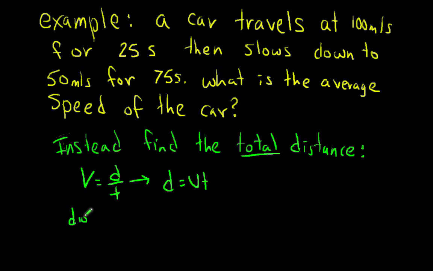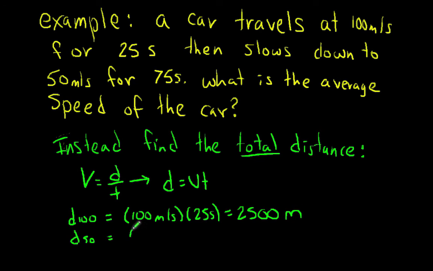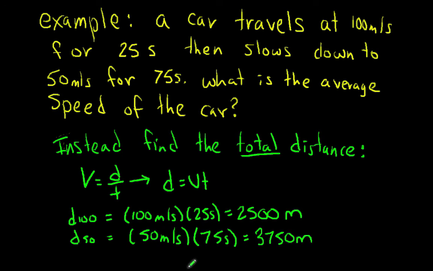We can rearrange v equals d over t to get d equals vt. The distance traveled at 100 meters per second is 100 meters per second times 25 seconds. This is 2,500 meters. The distance traveled at 50 meters per second is 50 meters per second times 75 seconds. And this equals 3,750 meters. So the total distance is 2,500 meters plus 3,750 meters.